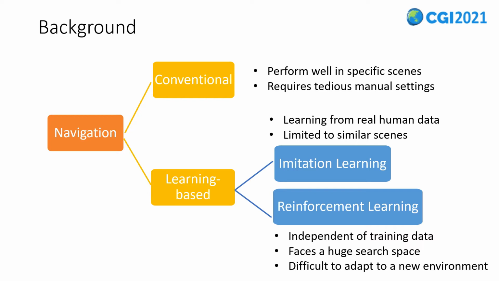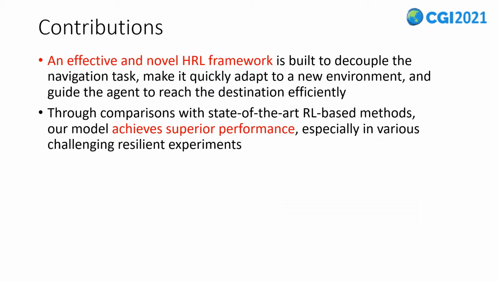Reinforcement learning does not rely on real datasets. It can continuously obtain training data and get feedback from the virtual environment. However, reinforcement learning faces a huge search space, so it is difficult to converge. And even for two similar tasks, the model needs to be trained from scratch, so it is difficult for the model to quickly adapt to the new environment. To address this, we propose to use hierarchical reinforcement learning to generate plausible and collision-free trajectories.